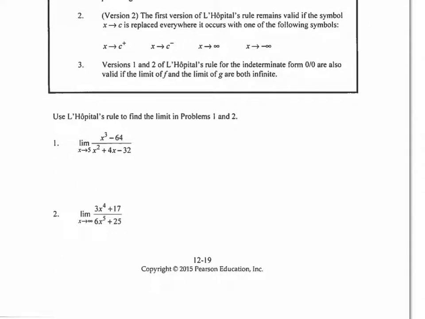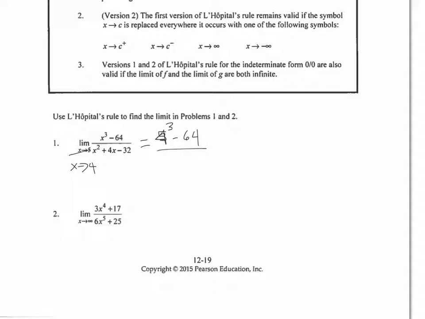If I try to sub in directly as x approaches 5 on this function, let's see what happens. If I put in 5 and I cube it and I subtract 64, what do I get? Okay, 4 would make sense because I can actually plug in 5 and I'm going to get a number. So let's correct that. Let's do x approaches 4.